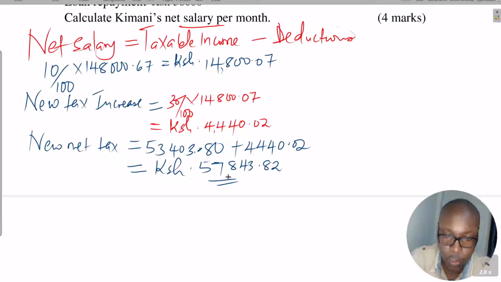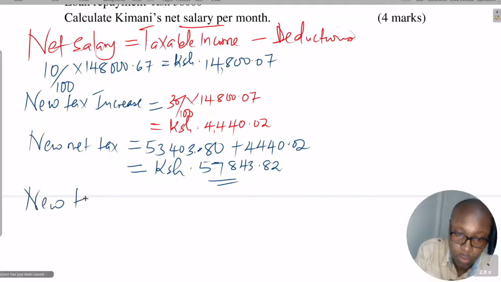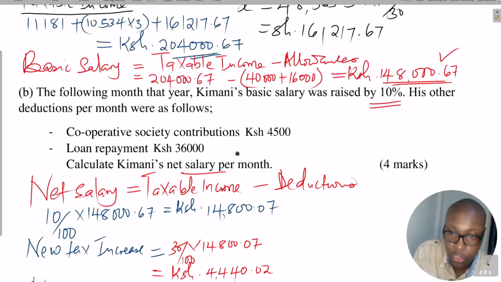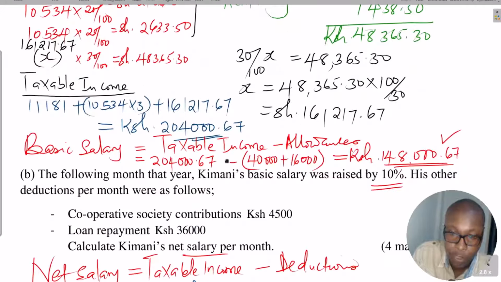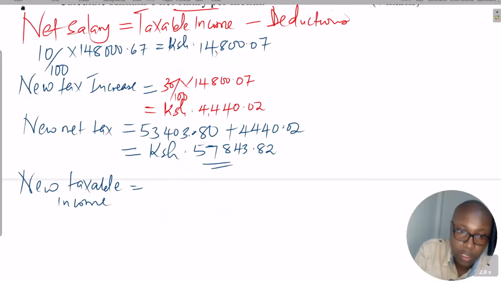Now we have the new net tax. What we don't have is the new taxable income. I told you that after the increase, there will also be a new taxable income. Taxable income will be affected. So we need to get the new taxable income, and we do that by getting the original taxable income. The original taxable income was here, 204,067.